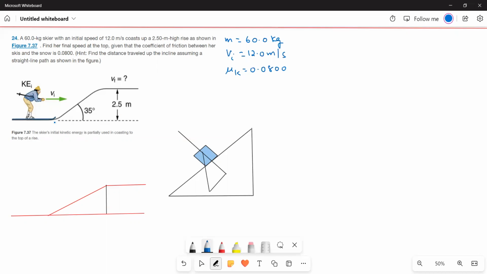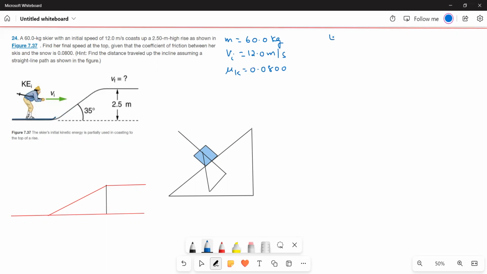Here, what is happening when the skier is going up? The skier initially has kinetic energy, and while going up, the skier has to do work against the friction. So we have to deduct that work done by the friction, and at the final point, he has both kinetic energy and potential energy. Now let us try to write the equations.